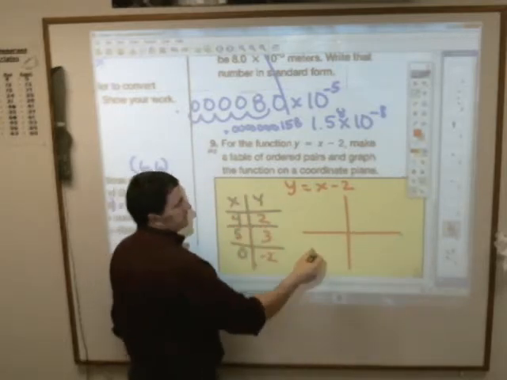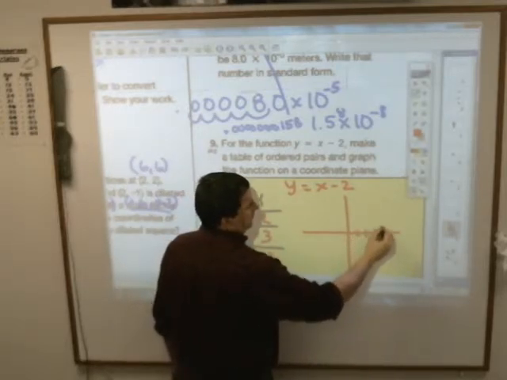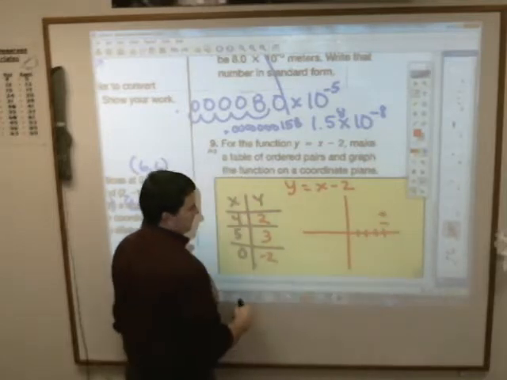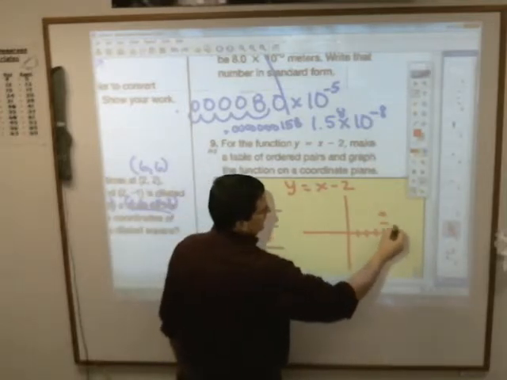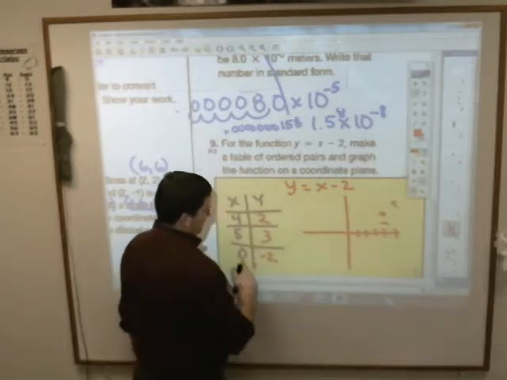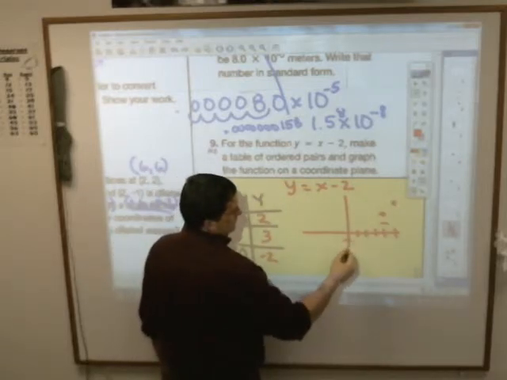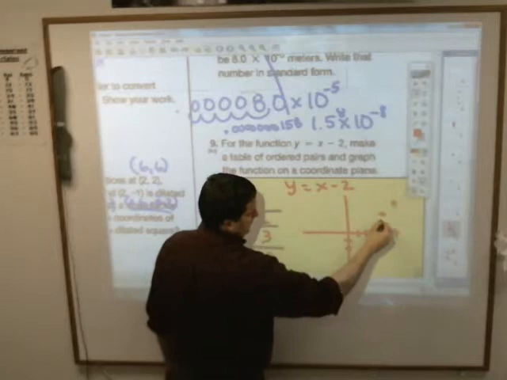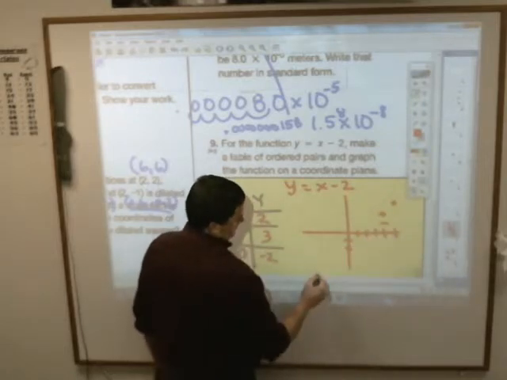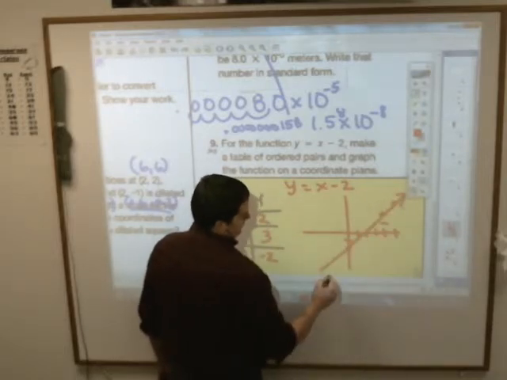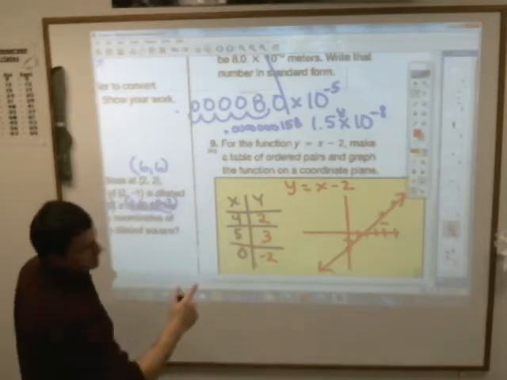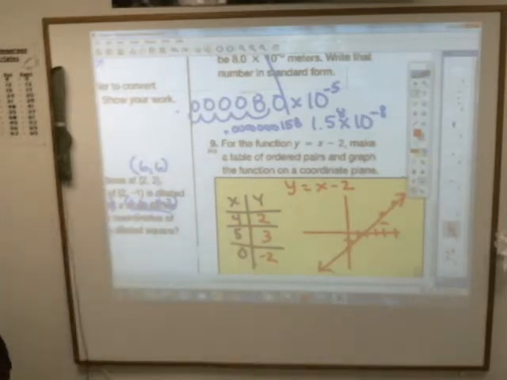X is 4, y is 2. 1, 2, 3, 4, y is 2, there's a dot right there. 5, 3, there's 5, 1, 2, 3. 0, negative 2. There is your line, which strangely resembles the one I drew on the board. Ironically enough.